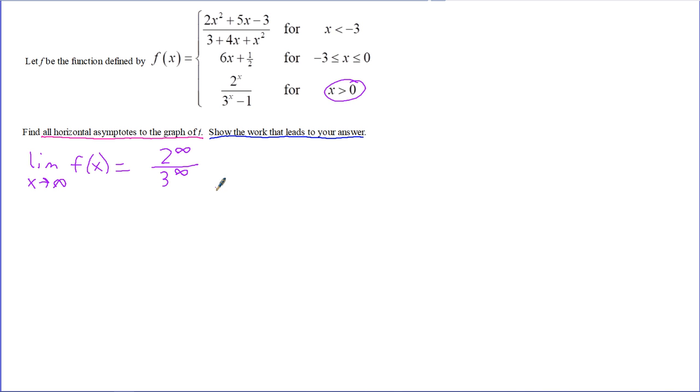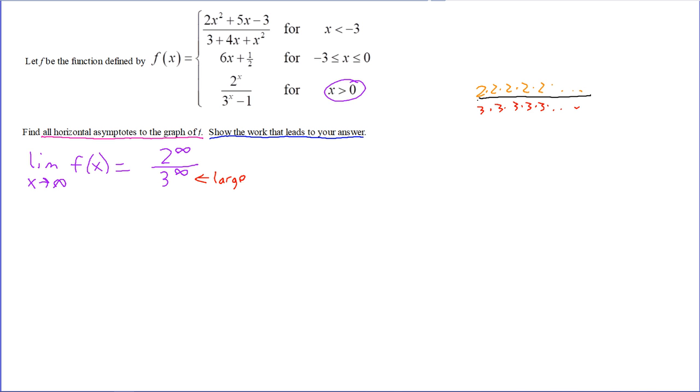Notice both of these are exponential, so we're not comparing two different types of functions. However, their bases are different. So let's write it out to analyze it. The 2 to the infinite power basically means we've got 2 times 2 forever, and 3 to the infinite power means we have 3 times 3 times 3 forever. As we keep going, the numerator keeps doubling and the denominator keeps tripling. Because of that, the denominator will eventually get much, much larger than the numerator, since the base is larger.